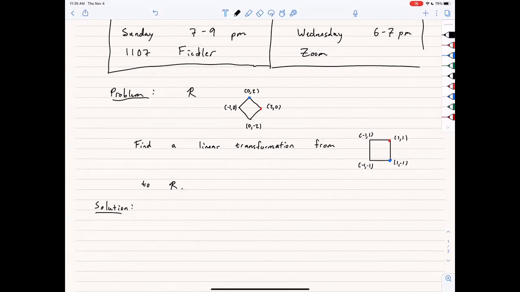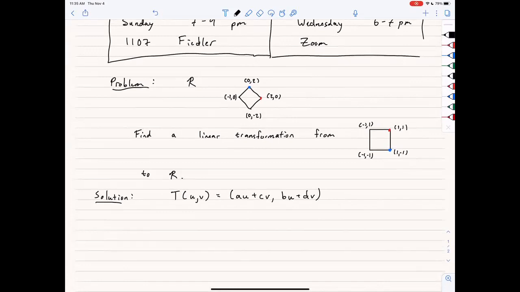Well, for this, you remember again this general form. So I know that my general form for a linear transformation is (Au + Cv, Bu + Dv). And what I do is kind of what I did yesterday, but now I'm not going to put in these i and j, I'm going to put in these particular red and blue vertices that I want. So I want this red vertex (1, 1) to go to the red vertex (2, 0). So I'll just force it.